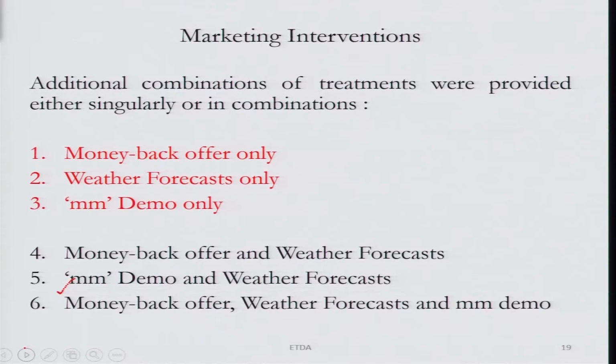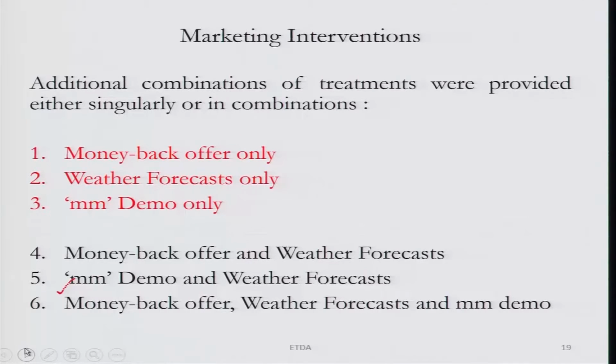Now, in addition to the financial literacy program, the experimenters also introduced 6 marketing interventions. So, what were these marketing interventions? The first one is the money back offer. As I told you, one of the theoretical reasons people do not take up insurance products is they believe that once they have paid the premium, in the case of good weather conditions, they do not get back anything.